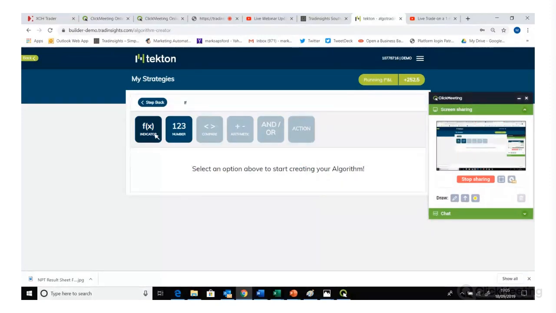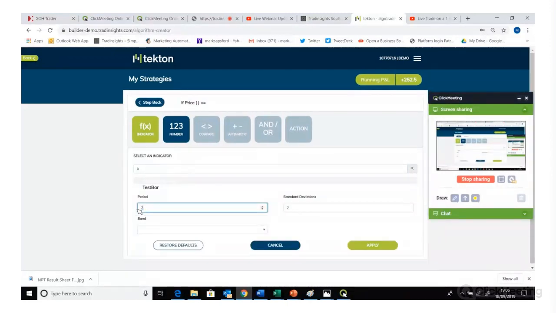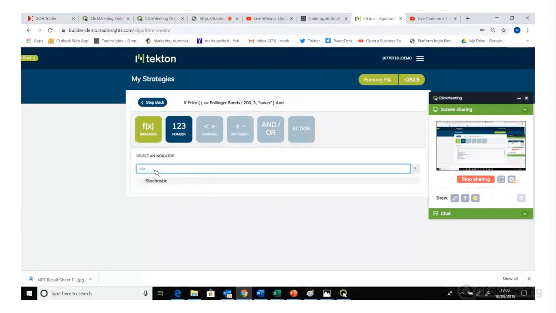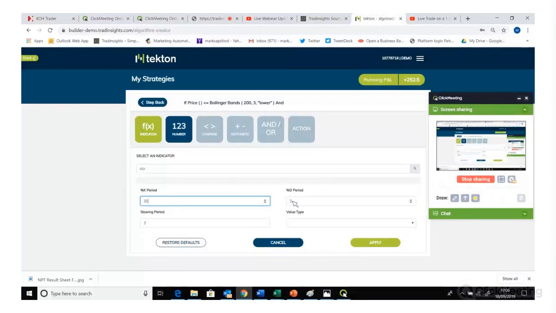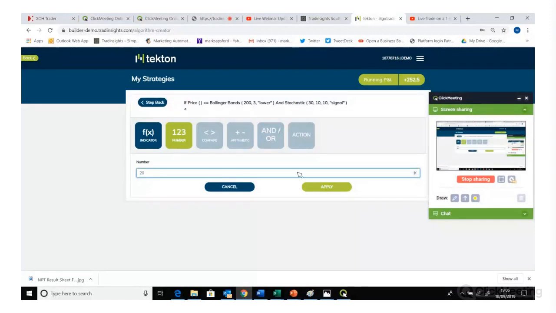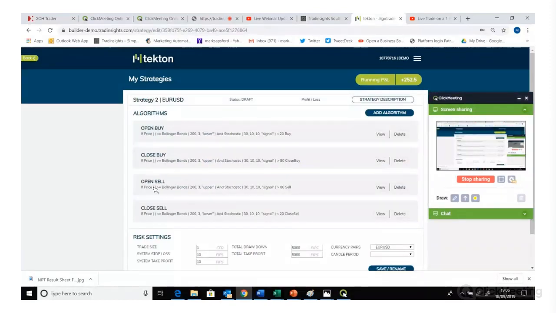So the close sell is when price is less than or equal to Bollinger Band 200 standard deviations lower, and stochastic 30, 10, 10 is less than 20. So we've now written the open buy, close buy, open sell, close sell.